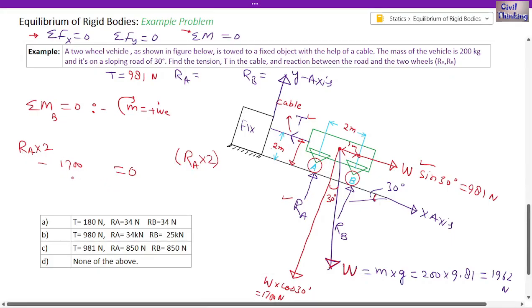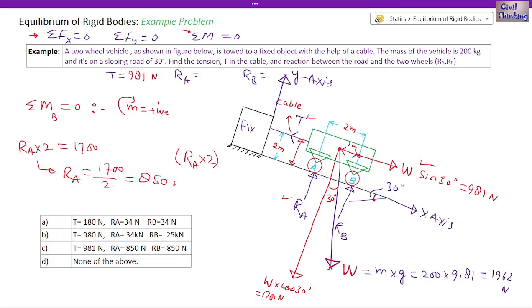When I put 1700 to the right, we get simply RA multiplied by 2 is 1700. From here I get the value of RA to be 1700 divided by 2, which is 850 Newton. So we found the value of RA to be 850 Newton. We applied this equation and this equation and got this value. Now we have to find the value of RB. So let me first erase this.